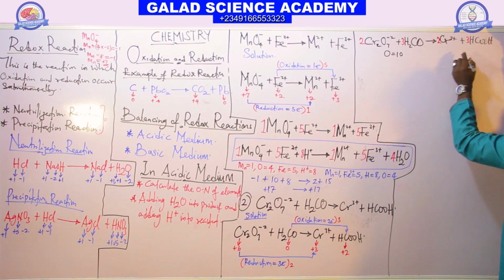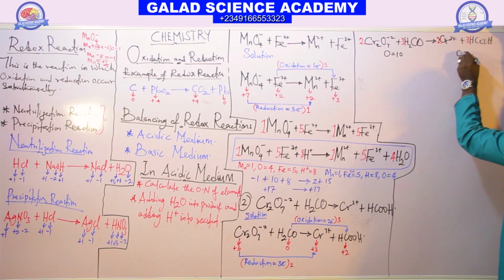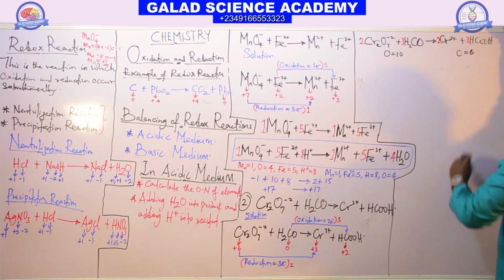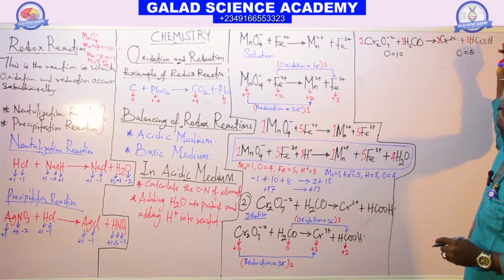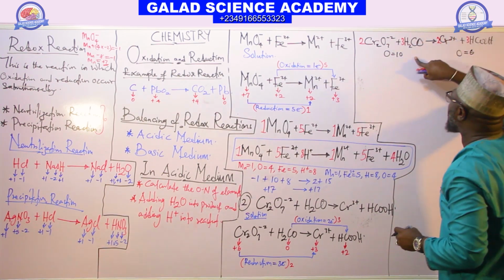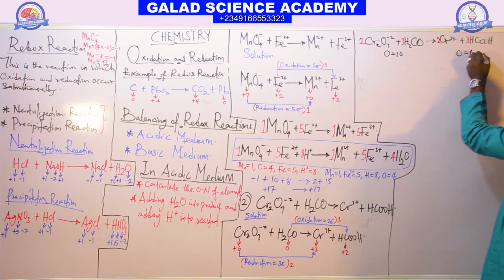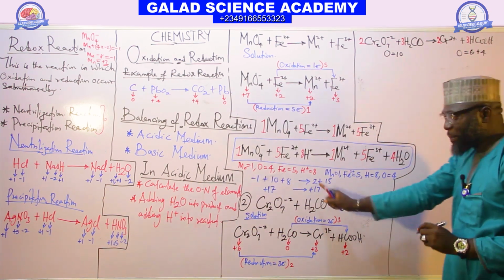So here we have how many oxygen? Oxygen here is 3, and we have 2 times 3, making 6. Oxygen here is 6. So this side has lower oxygen, less than the other by 4. How many oxygen are you going to add to this 6 to make it 10? 4. The same thing we apply here.